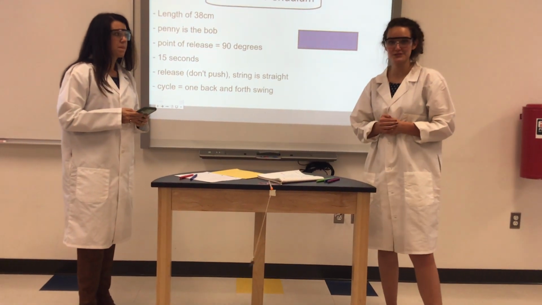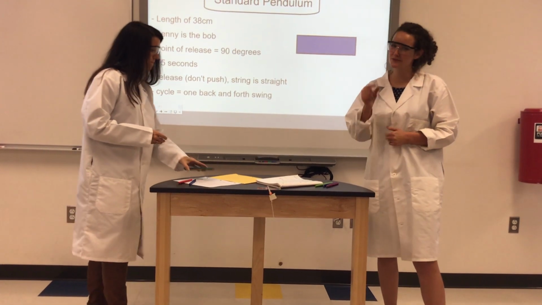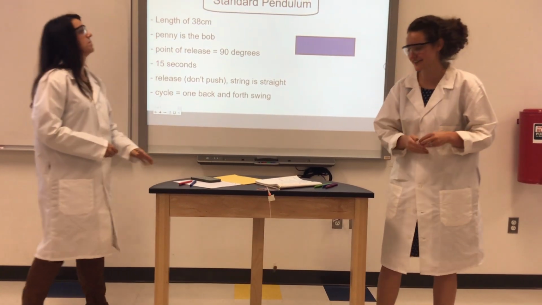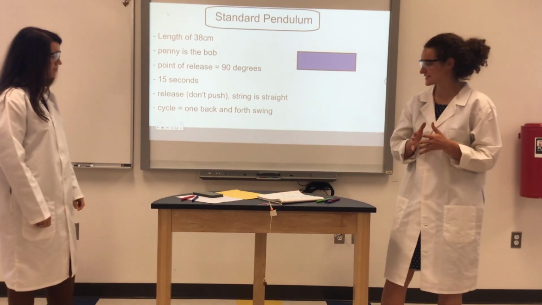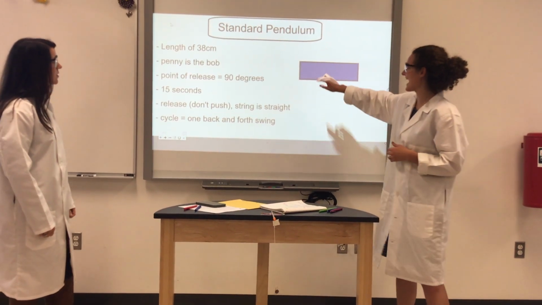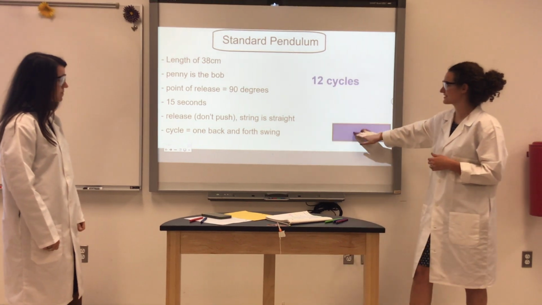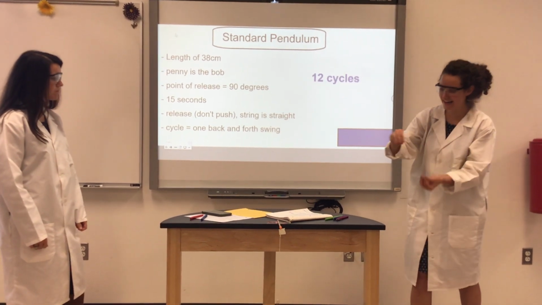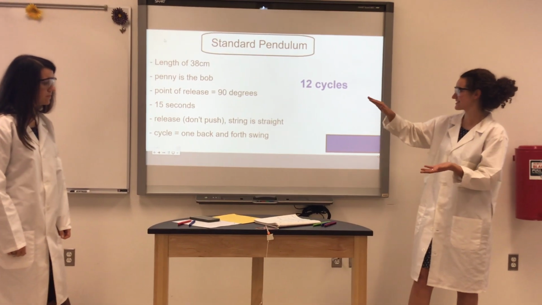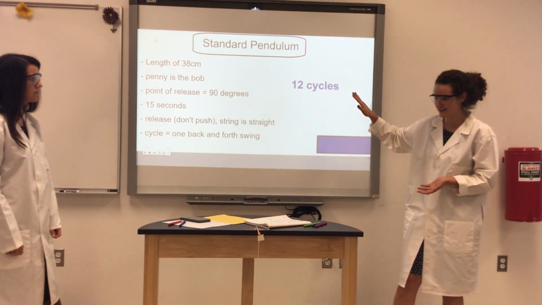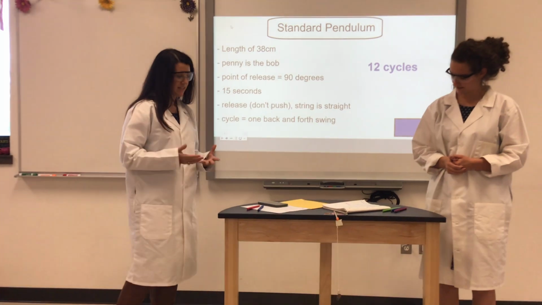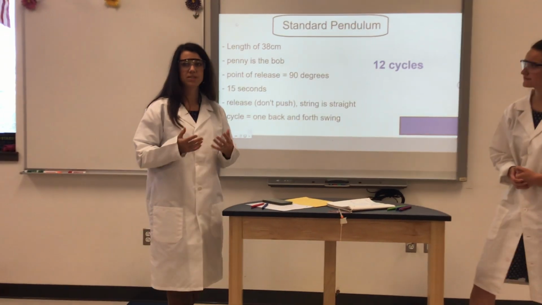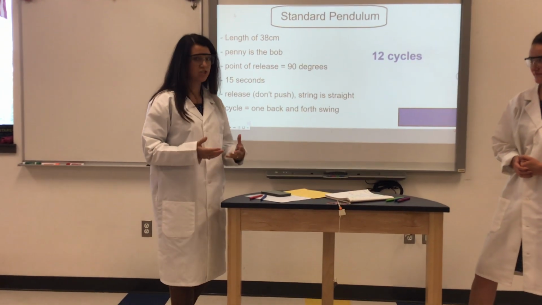Right, if you got 12, that is correct. It was almost 13, but remember, a cycle is all the way out and all the way back. So we got 12 cycles in 15 seconds. We're going to add that to our standard. Every time we have this length and this bob and this point of release and this time, we should get 12 cycles every time. Now that we've established our standard, we're ready to explore through scientific inquiry by changing something.